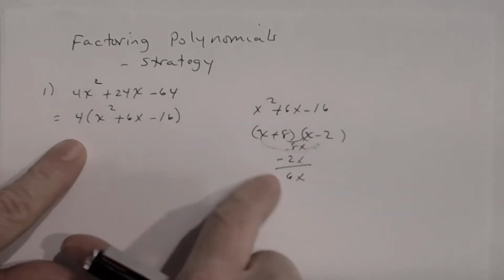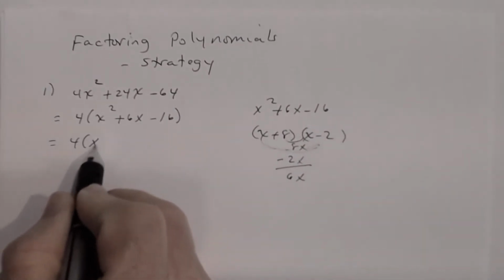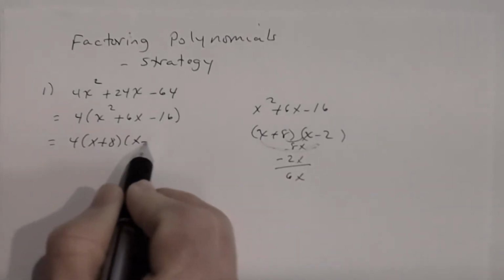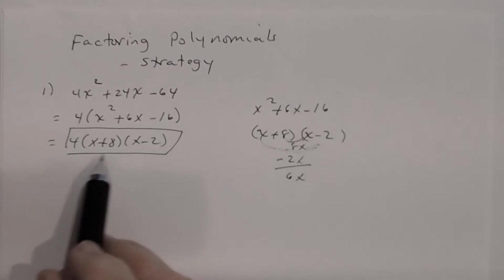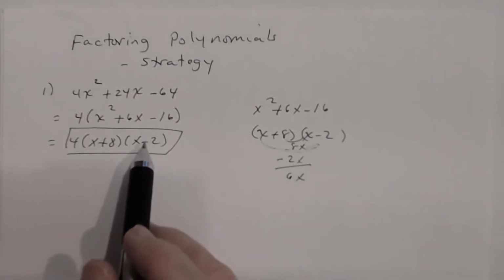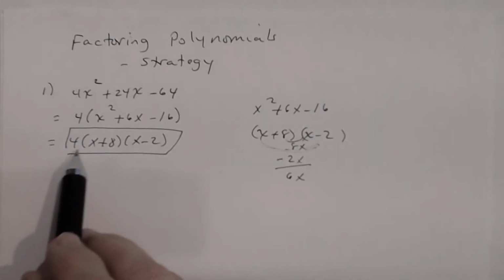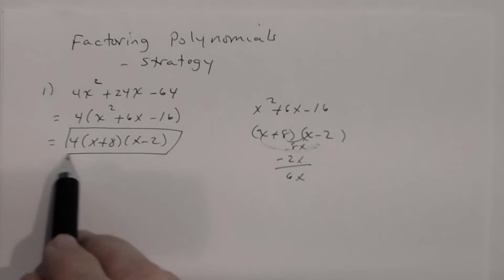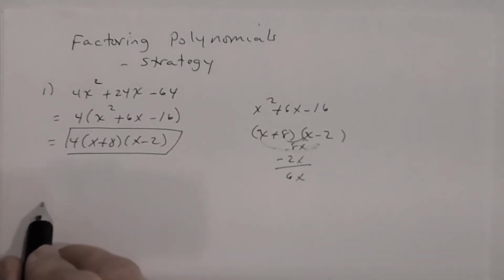And so that's what we're doing here. So therefore, the answer is going to be 4 times x plus 8 times x minus 2. All right, and again, just as before, it does not matter whether you put x plus 8 in front of x minus 2 or x minus 2 in front of x plus 8. But again, remember, we always tend to put the monomial factor first. Okay? All right, number 2.